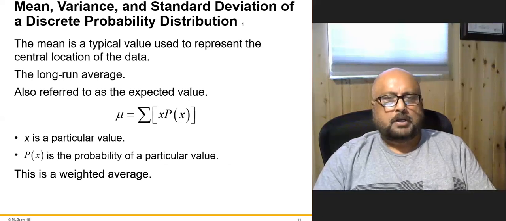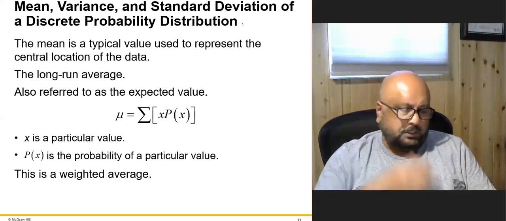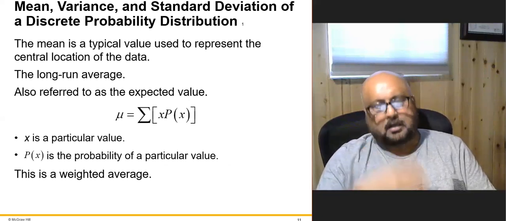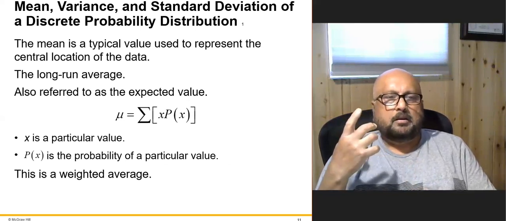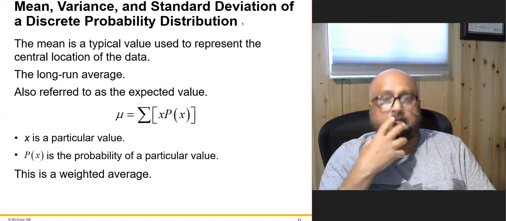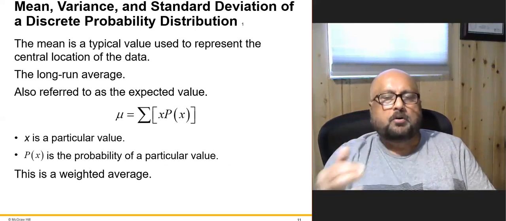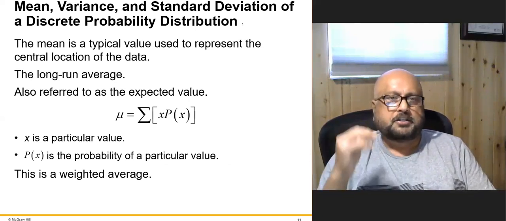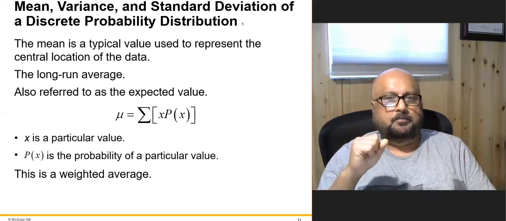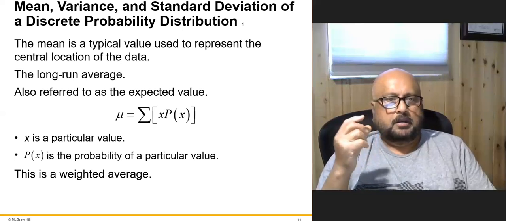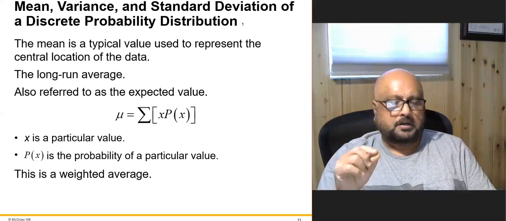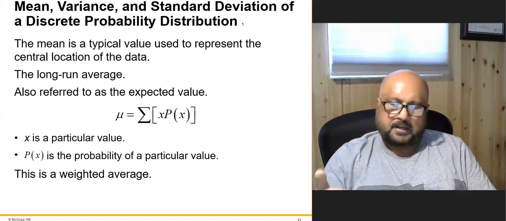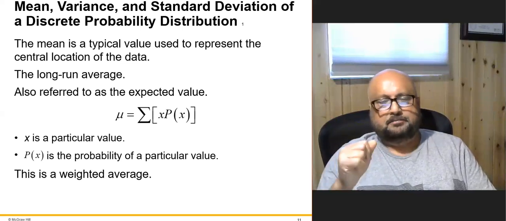Okay, so there are other terms associated with these variables. Discrete probability. We need to know those for understanding a discrete probability distribution. And the key values that we're going to talk about here are the mean, variance, and standard deviation.